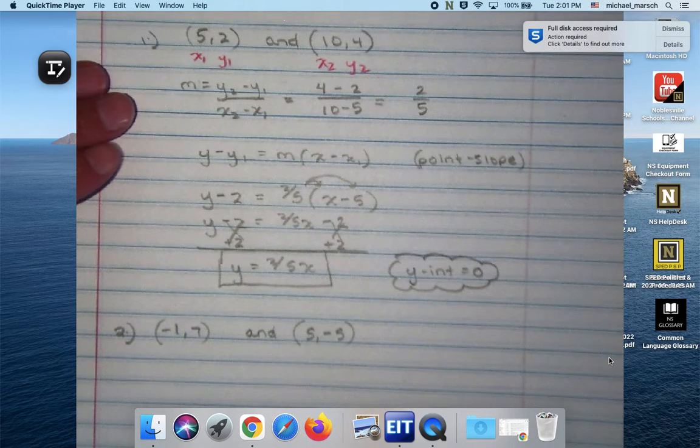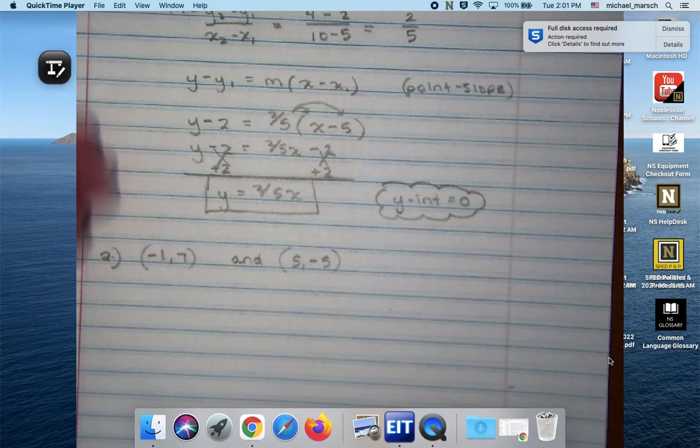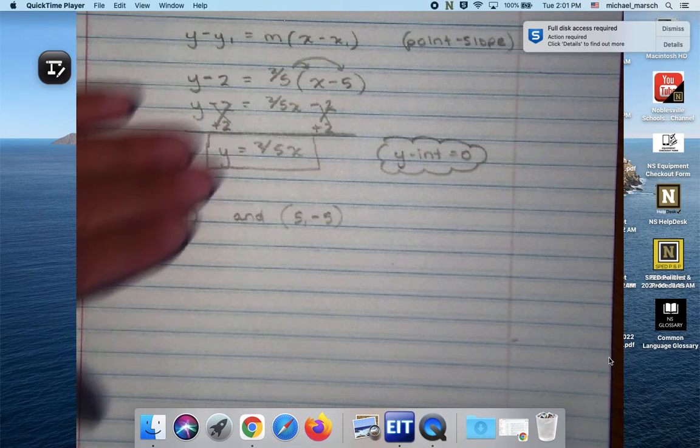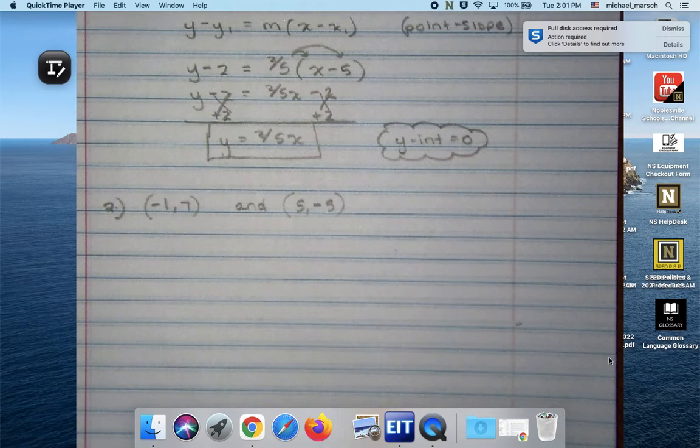We're first going to find our slope. Then we're going to put it into point slope. Just pick a point, whichever one you want to use. And then you're going to distribute and solve for y. You got this. You got this. At least get started by yourself.